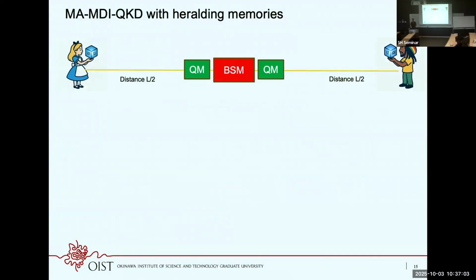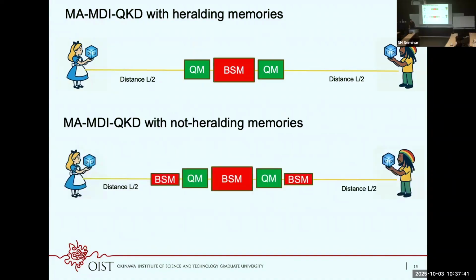Okay, so the question you can ask now is, how do we know that the memories have been loaded with the state sent by Alice and Bob? How do we know that the photon reached the quantum memory? So we can have two types of memories. We can have heraldic memories, so there must be some internal heraldic mechanism that tells us that these memories have been loaded. We send the state, it reaches the memories, and something happens that tells us that we have the successful storage of the photons. Or we can have non-heraldic memories.